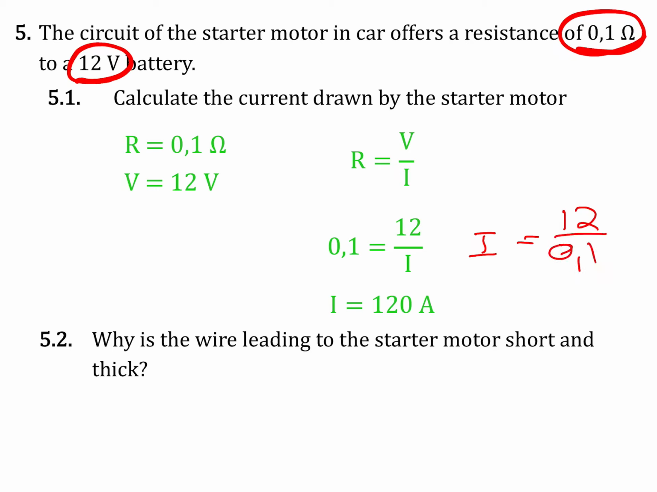Very important. Now they ask us something: the wire leading to the starter motor is short and thick. This has to do with resistance, and I'm hoping you remember this from grade 9. It's to reduce the resistance, so that we can have a large current. It's also why, once you learn to drive, or if you ever have to jump start a car, you have to be very, very careful, because the current that goes through is incredibly large, and at 120 amps, it will kill you.